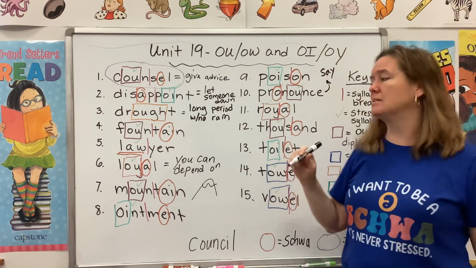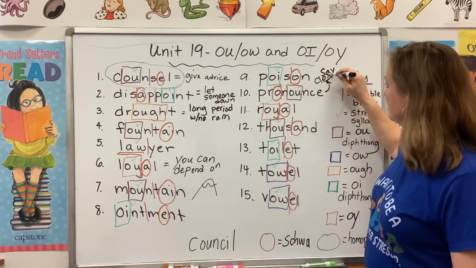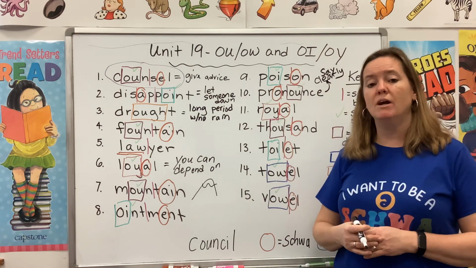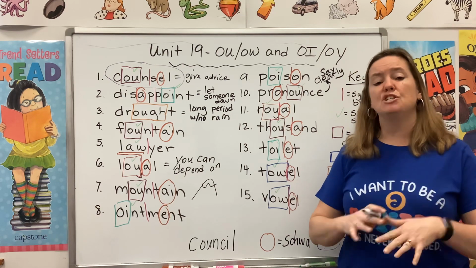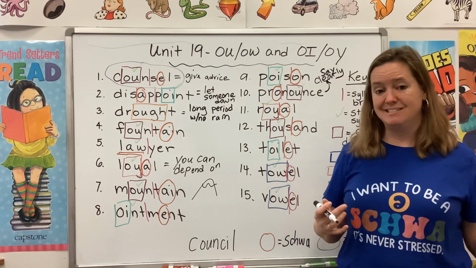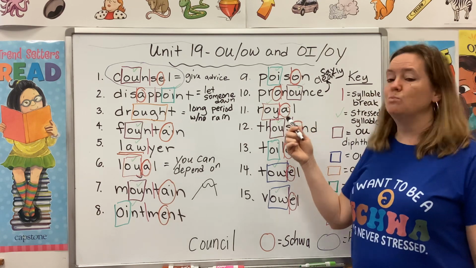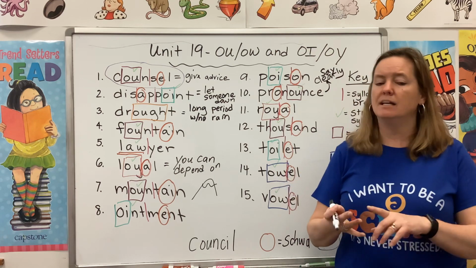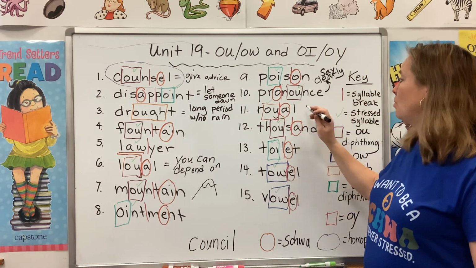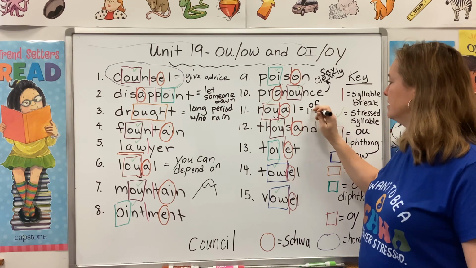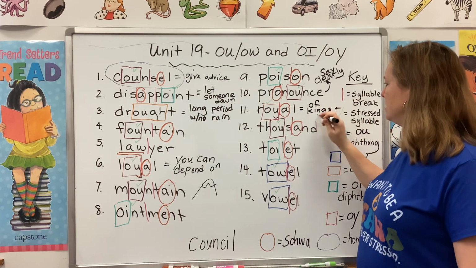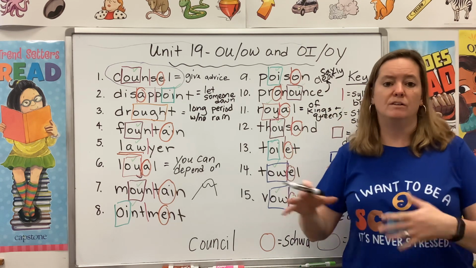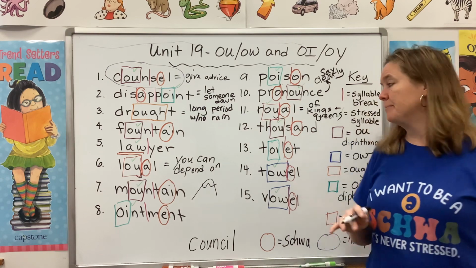To pronounce something is to say it clearly. So sometimes people have names that are hard to pronounce, especially if it's a name you've never heard before. So you have to teach people how to pronounce your name or how to say it correctly. Royal, if you are royal, you're a member of the royal household. You're either a king, a queen, or a princess. But royal means of kings and queens. So something to do with kings and queens. A royal castle, royal gardens, royal guard.